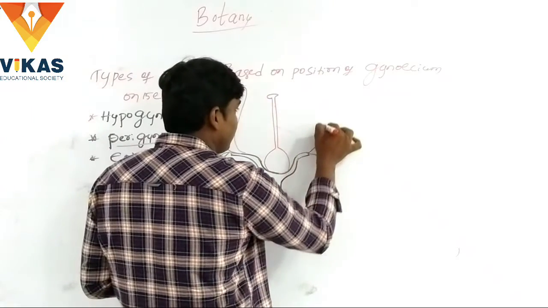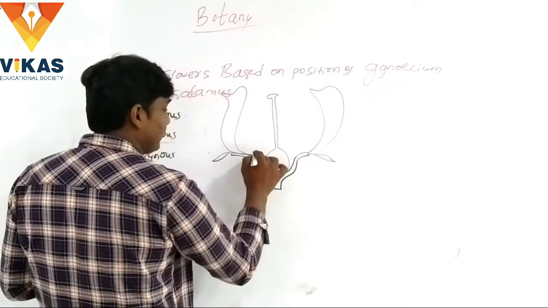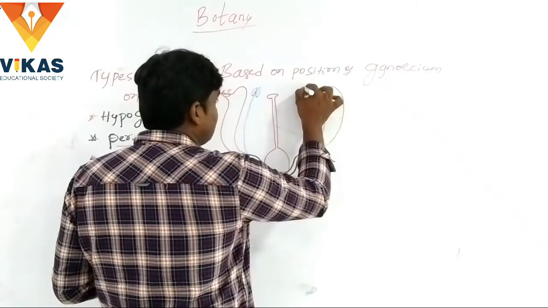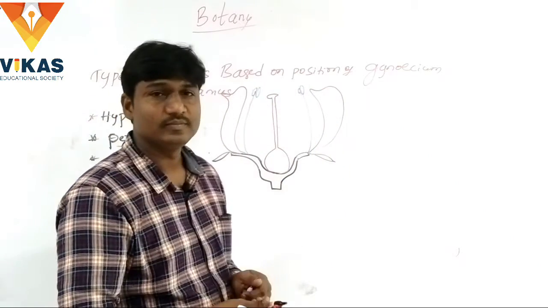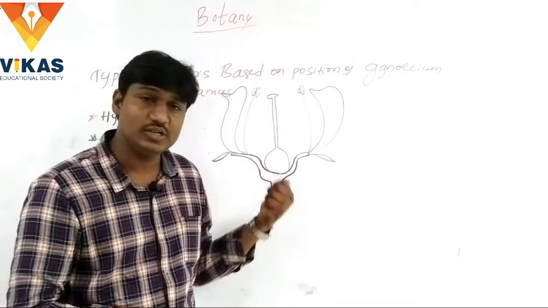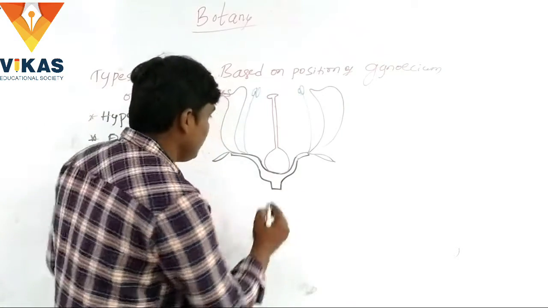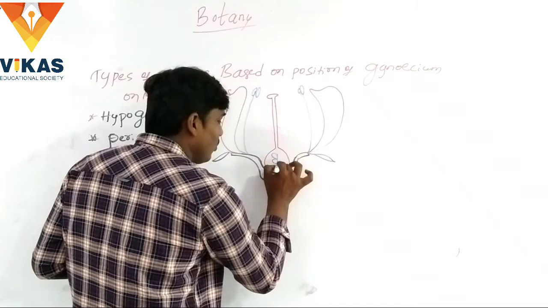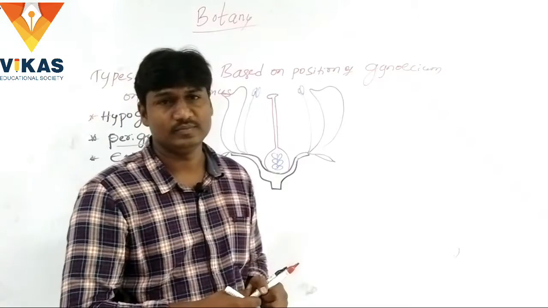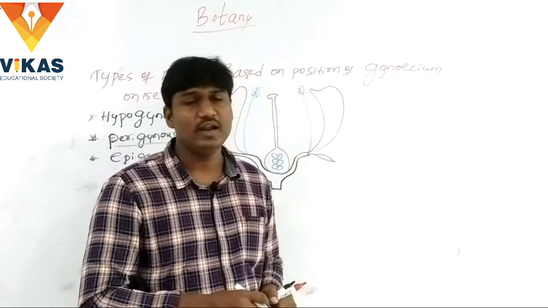So this is the corolla and androecium or gynoecium. They are almost at the same level as the ovary. Here this is the ovary. The ovary contains many ovules inside it.